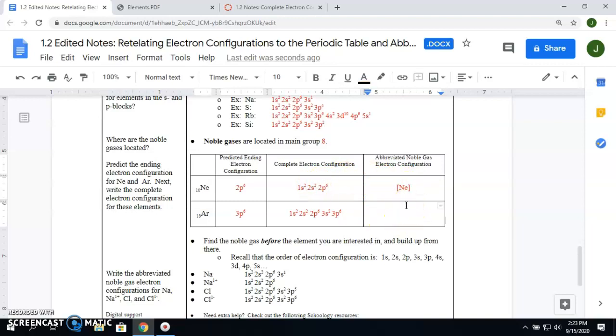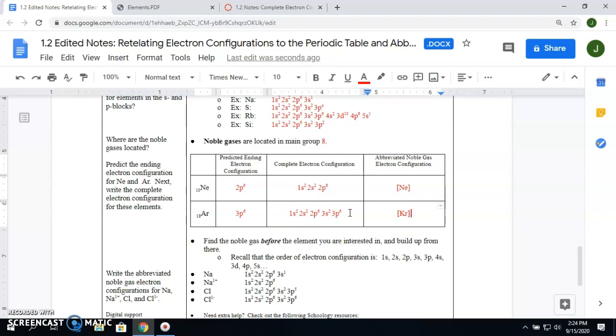So if bracket neon means 1s2, 2s2, 2p6, then you might predict that bracket argon means 1s2, 2s2, 2p6, 3s2, 3p6. So instead of writing out this complete electron configuration, we can do a little bit of substitution, and we can now substitute bracket neon to mean the first 10 electrons ending in 2p6, and bracket argon to mean the first 18 electrons ending in 3p6.